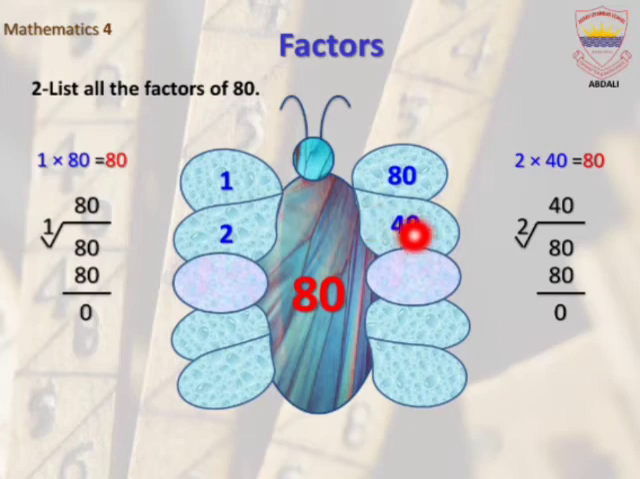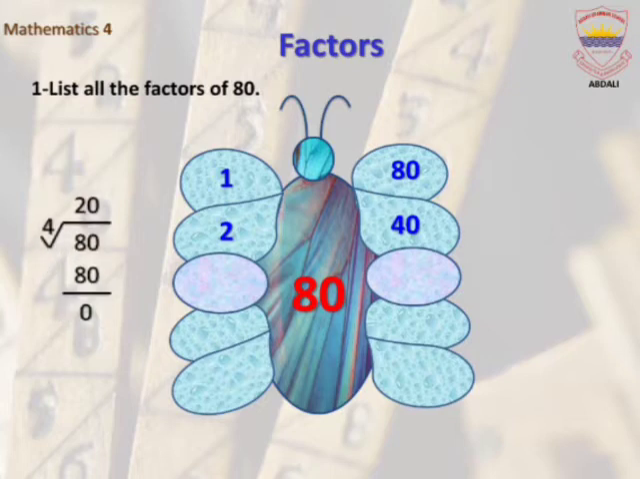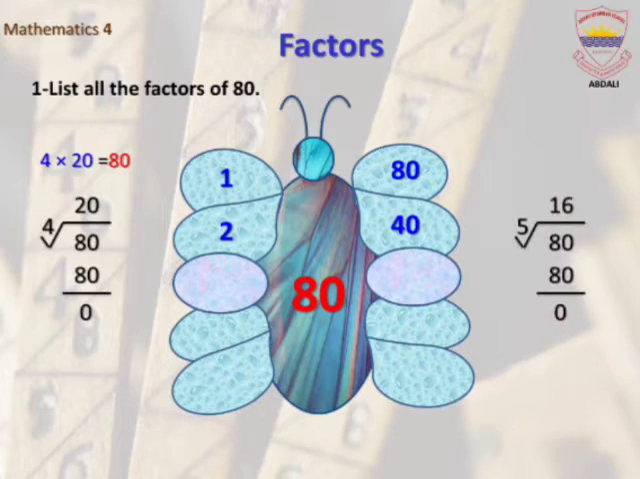Now let's find other factors of 80. When we divide 80 by 4, we get 20, and when we multiply 4 by 20, we get 80. So 4 and 20 are factors of 80.